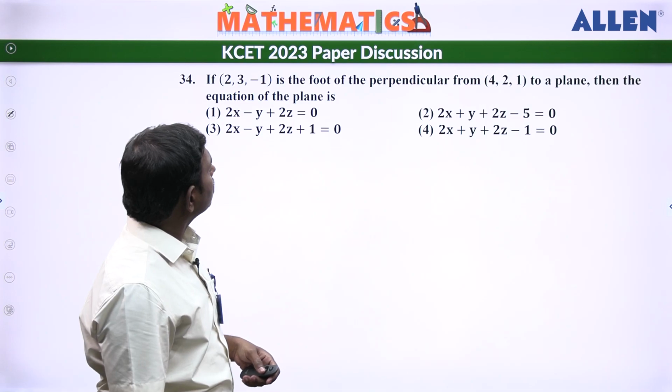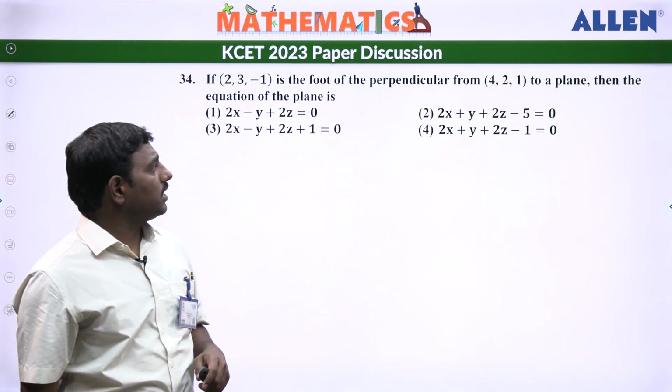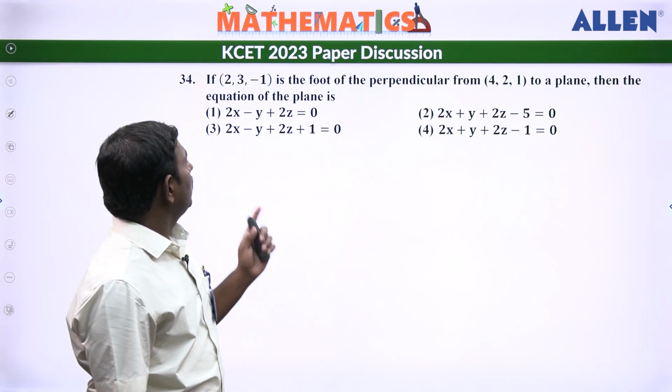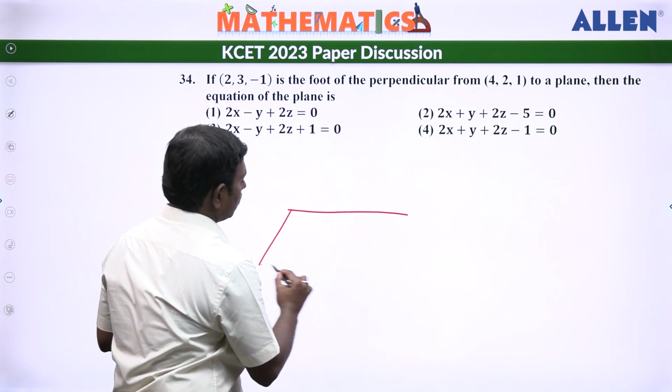Next, question number 34. If (2, 3, minus 1) is the foot of the perpendicular from (4, 2, 1) to the plane, then find the equation of the plane. So we need to find the equation of the plane.